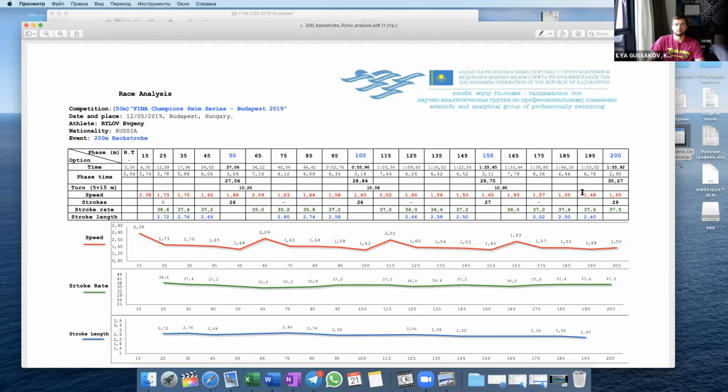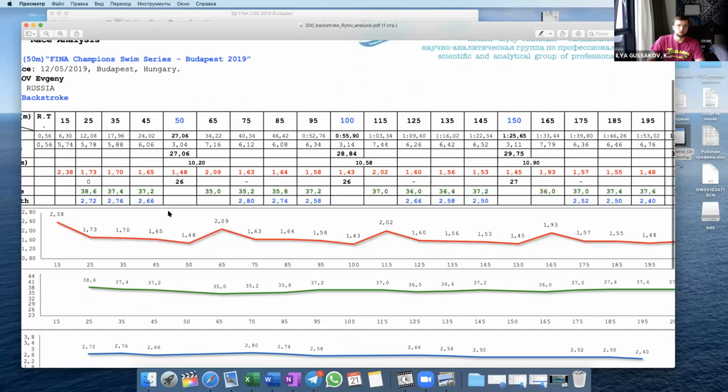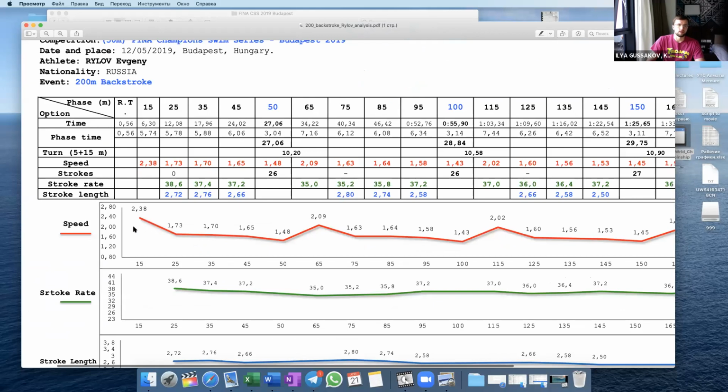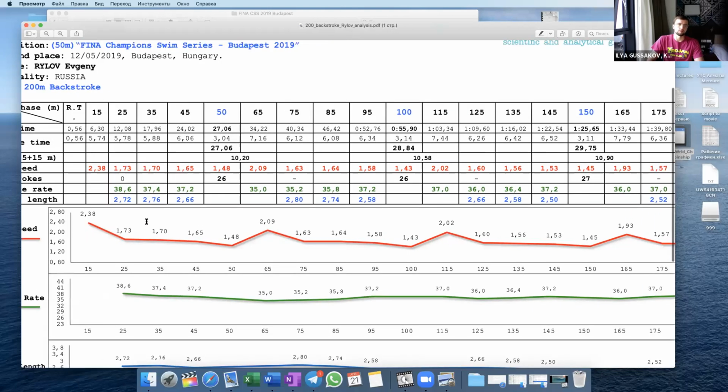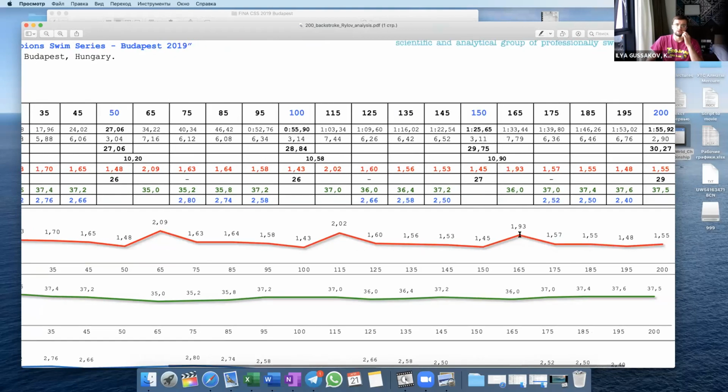He swam 1:55, but these four peaks are interesting because usually swimmers don't reach that fast a speed from the start. This is a speed curve. The start itself is the fastest part of our swimming, but turns are sometimes not so fast. But this guy, after each turn, almost always reached the same speed as on the start. That means his underwater kick is so fast. Only at the last turn he couldn't reach that.